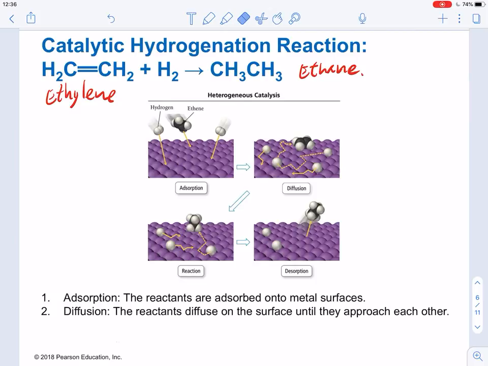Remember, one of the requirements for a reaction to happen is that they have to be in contact. They have to collide with each other. So in this case, they will do that at the surface. So they have to move around the surface until they find the other one. If they find the same particle, like in this case, if an atom of hydrogen finds another atom of hydrogen, nothing is going to happen.